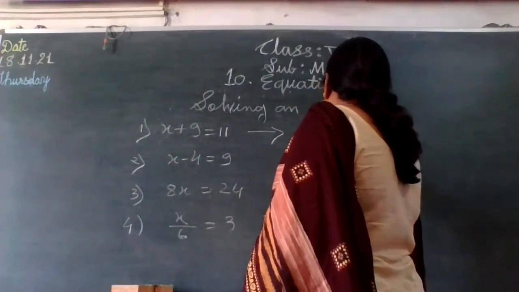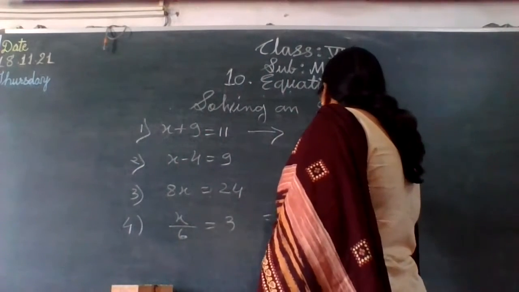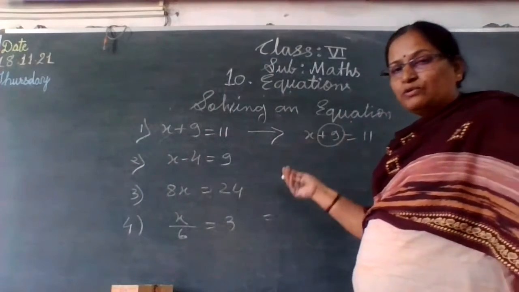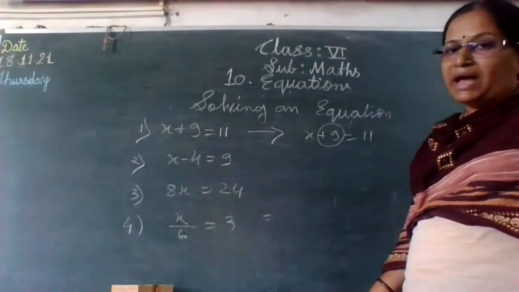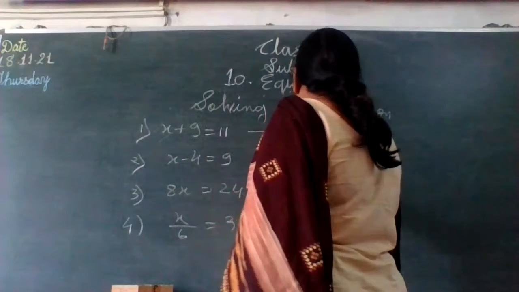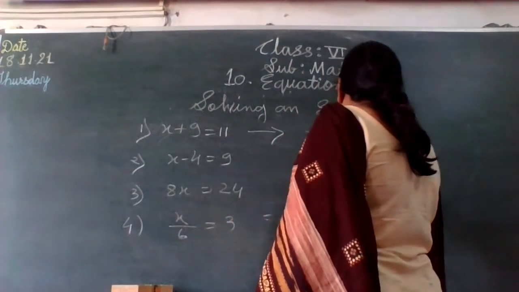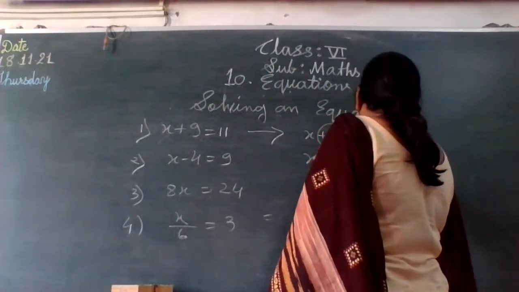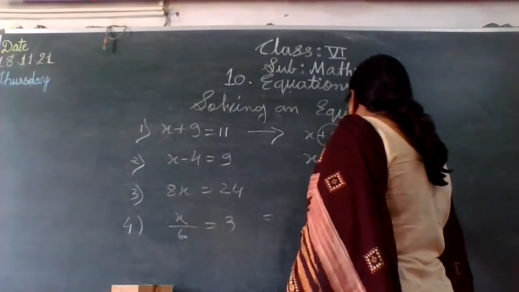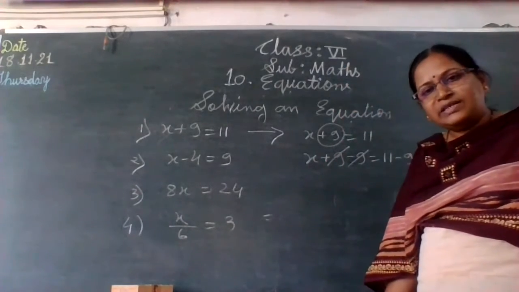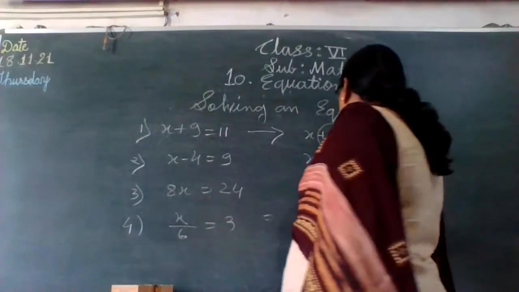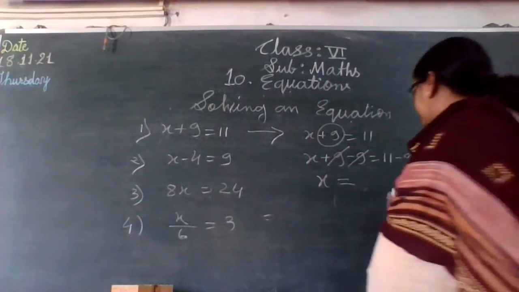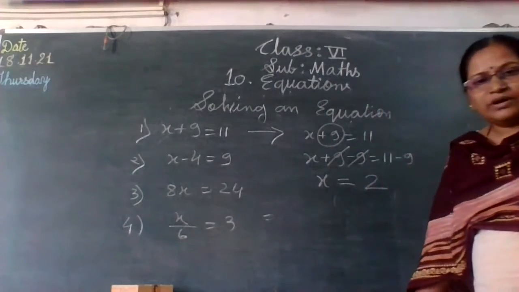So let us solve the first one. x plus 9 equals to 11. So to remove plus 9 from this side, you have to take its opposite. What is the opposite of plus 9? Minus 9. So x plus 9 minus 9 equals to 11 minus 9. 9 minus 9, answer is 0. Yes, x is left on the left side, and 11 minus 9. Got it, beta?